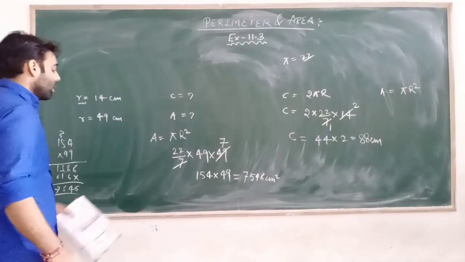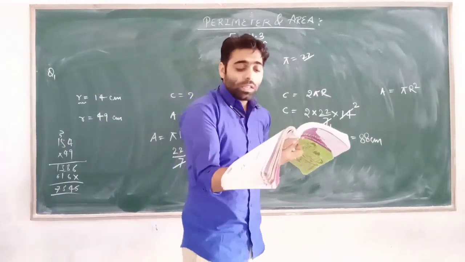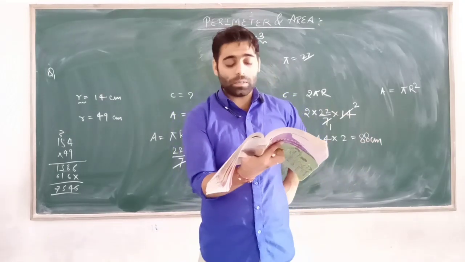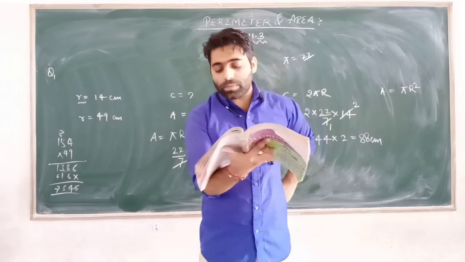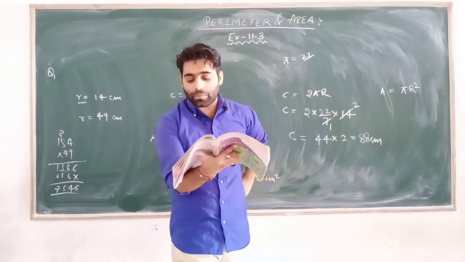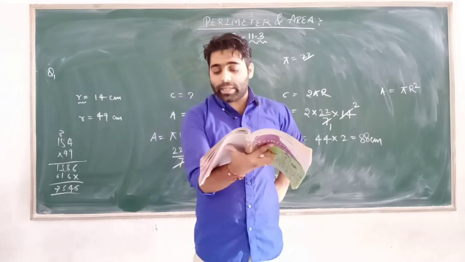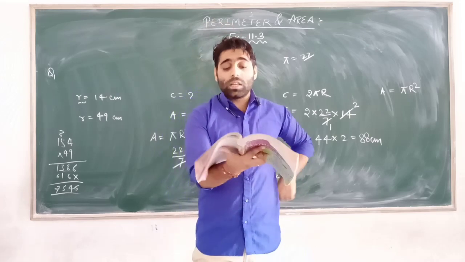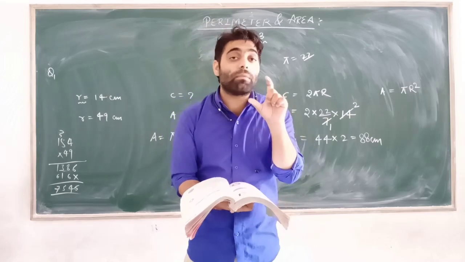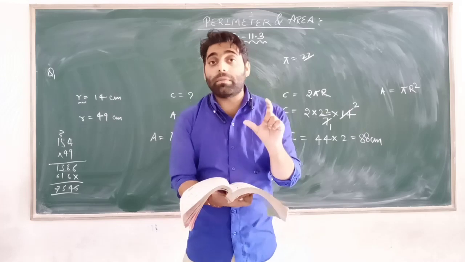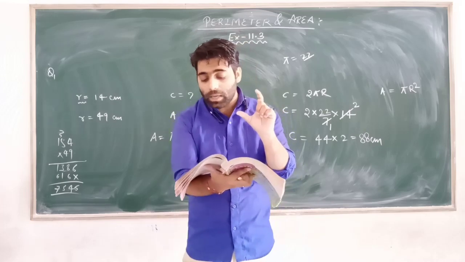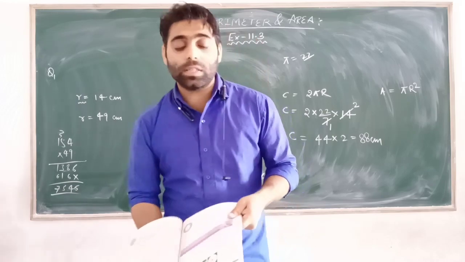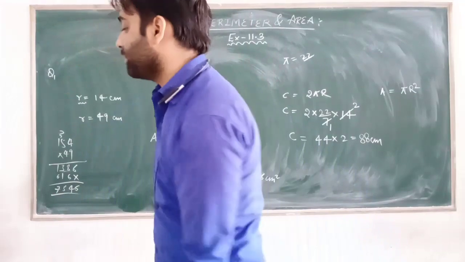Now taking our third question. Question number 3 of exercise 11.3 I am discussing. If the circumference of a circular sheet is 154 meter, find its radius and also find the area of the sheet. The circumference has been given, that is, the value of 2 pi r is 154 meter, and we have to calculate the area of the circular sheet.